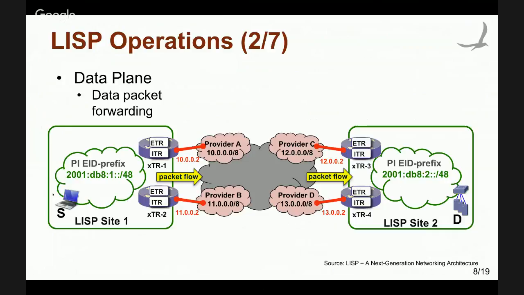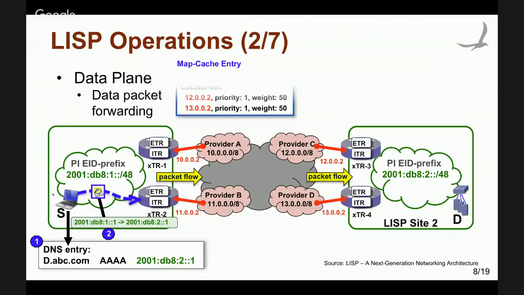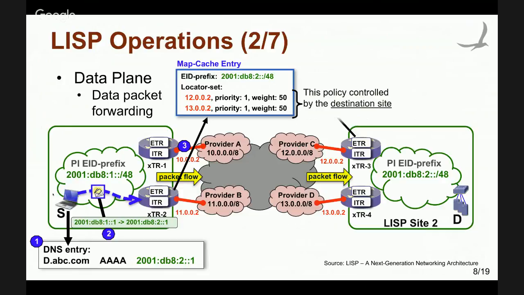In the data plane, when we want to send a packet to the destination, assume that the original source is assigned an IPv6 address, and it wants to send the packet to destination D. In this case, it first sends the original packet to the XTR. XTR stands for ETR plus ITR, and this router will look up where this packet should be sent by looking up the mappings between EID and RLOC. Based on this lookup, it will encapsulate the original packet with its own IP address, 11.0.0.2, and the destination locator would be 12.0.0.2.